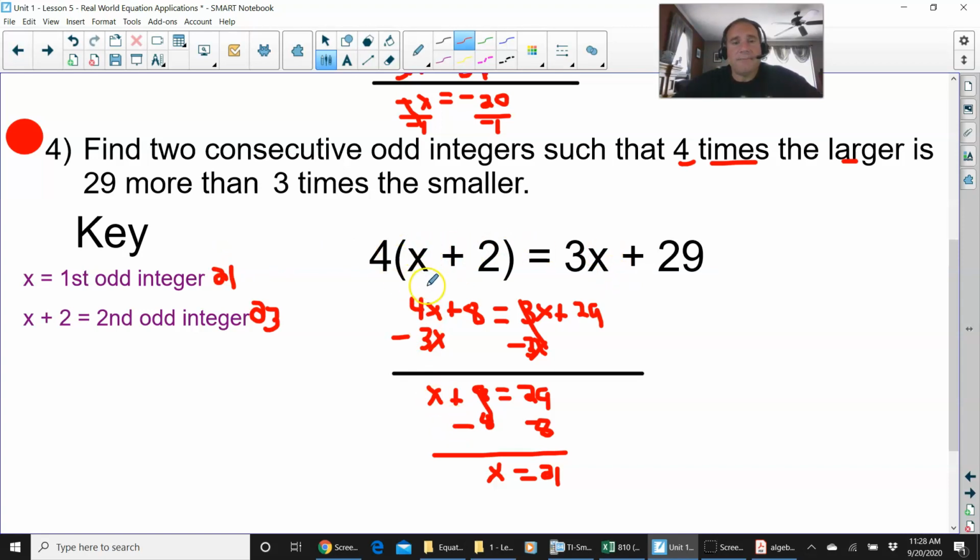So we do distributive property. You have 4x plus 8 equals 3x plus 29. You subtract 3x on both sides. You get x plus 8 equals 29. Minus 8 on both sides, you get x equals 21. The two consecutive odd integers are 21 and 23. If you substitute this 21 in here and 21 in here, these will be equal to 92 on each side. So that's how you know you're correct. And that's how you would do that problem.